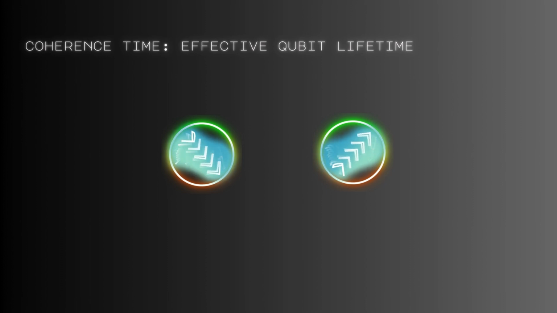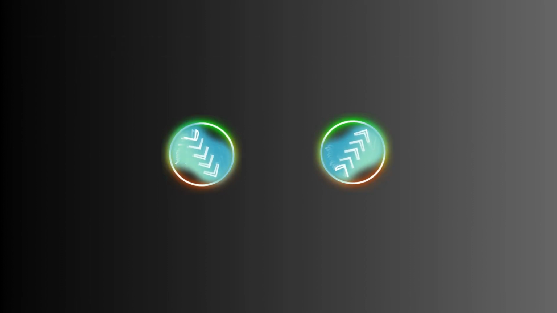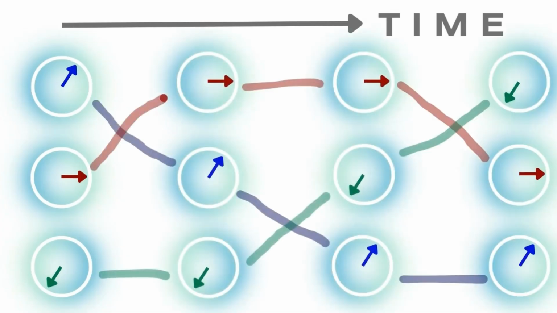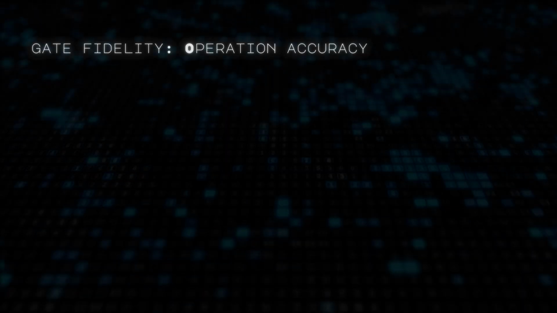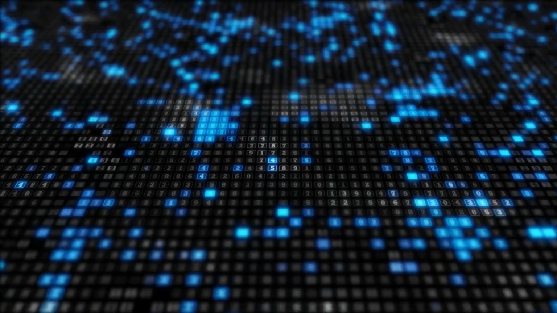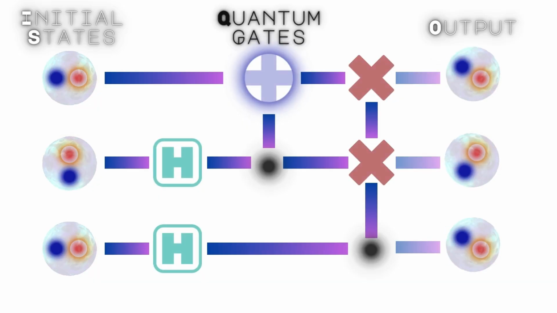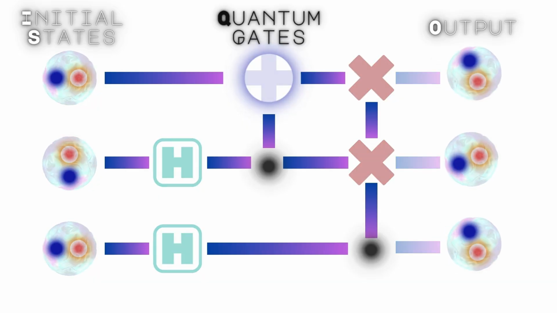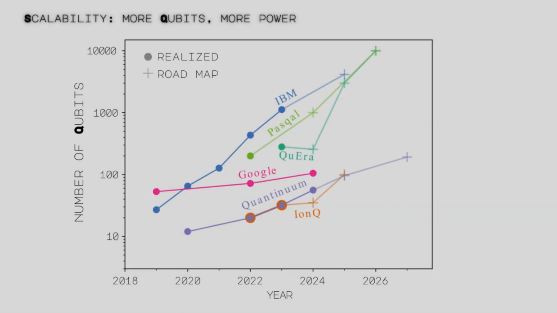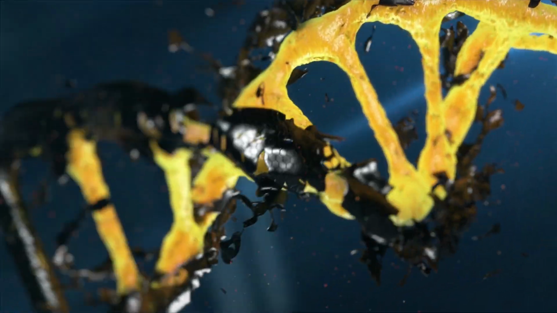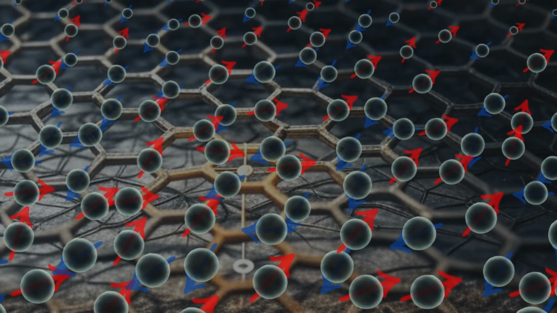Coherence time is a critical key factor. Qubits must hold their quantum state long enough to perform calculations without losing information. Another key property is the gate fidelity. Precise quantum gates are essential to minimize errors during operations. Scalability is also an imperative requirement. Solving complex problems demands thousands or even millions of qubits.